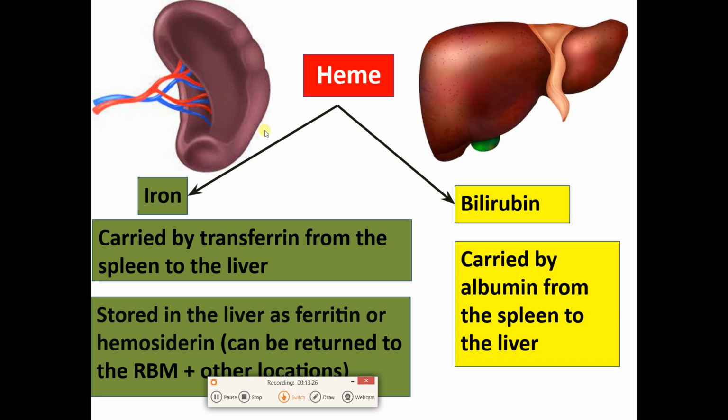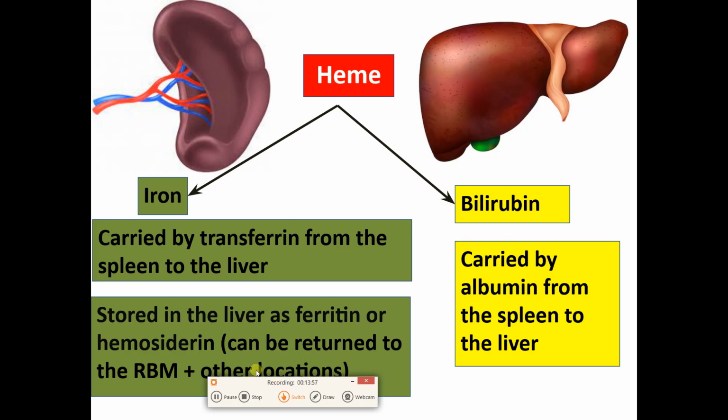Now, meanwhile, the heme is then broken down into its iron part. Remember the iron in the middle? And then the leftover heme is turned into a waste called bilirubin, which we did mention last video. The iron is carried by a special protein called transferrin. It's carrying iron from the spleen over to the liver.